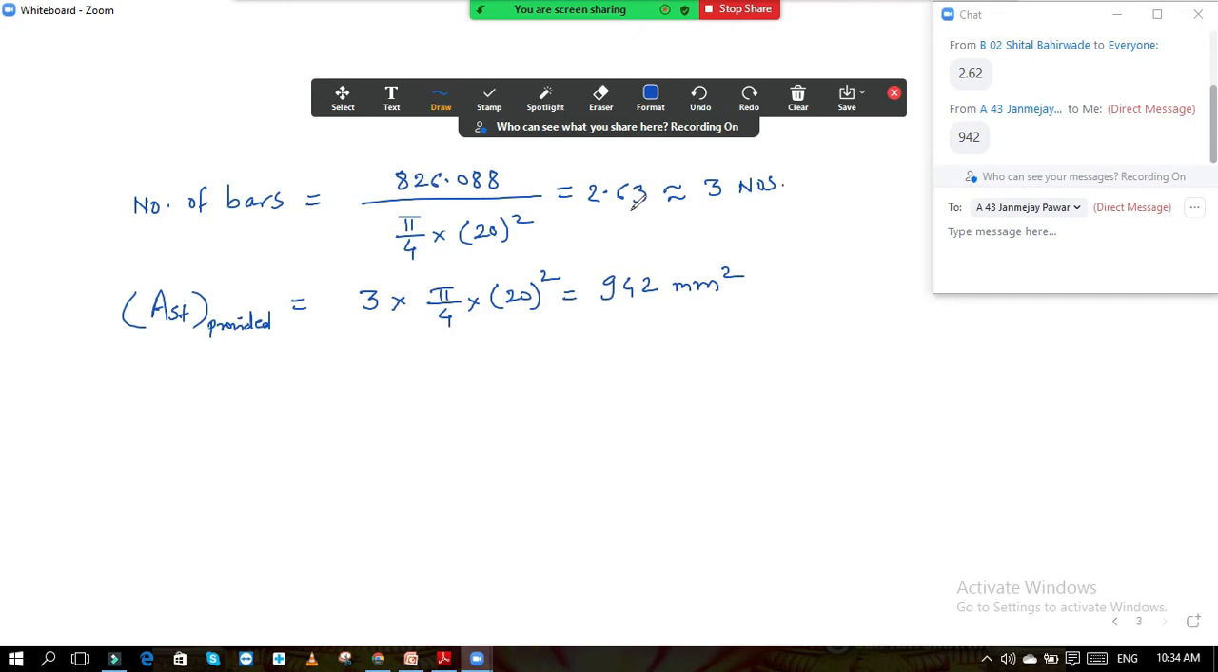To that total equivalent bending moment, we have taken the check for depth. And simple it is. If the required depth is less than our provided depth, then it is safe. And if the required depth is greater than the depth we have provided, then it is unsafe. So in our case it comes unsafe.